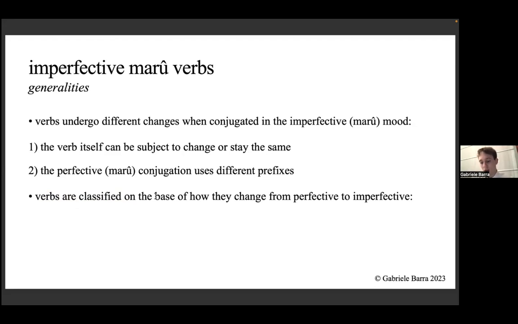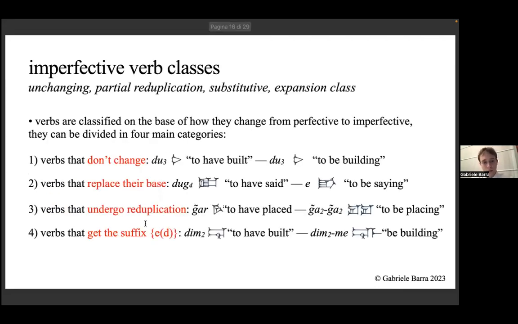So now we're going to see what changes they can undergo. So some verbs, and lucky for you, that goes for maybe 70% of all verbs, do not change. So you have du3, which means to build, or well, to have built in the perfective, and it remains du3, to be building in the imperfective, sorry.